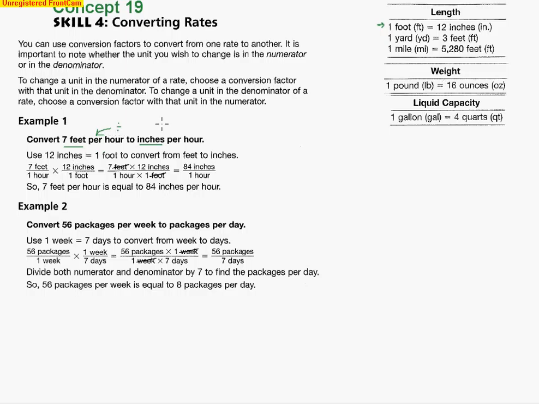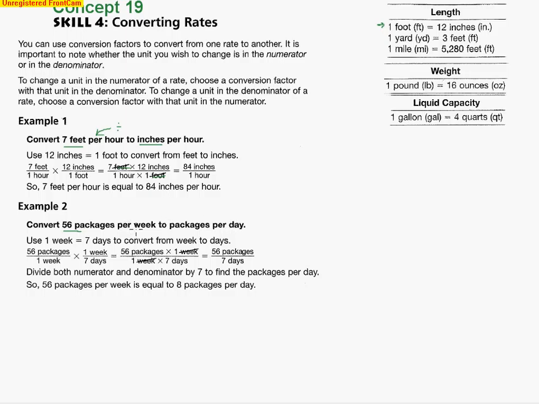So we take this conversion factor, 1 foot is equal to 12 inches, and we want to cancel out the feet. Look how we wrote that in the fraction. We put the units of feet in a spot in which they will cancel. So we wrote 7 feet per hour times 12 inches per foot. That way the feet cancel out, and once we multiply 12 times 7, we're left with 84 inches per hour.